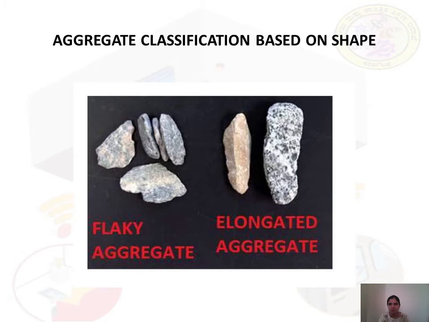Next we'll move on to the next type, that is elongated particles. The length of the elongated aggregates is 1.8 times the mean dimension. They are lengthier when compared to flaky, and here the length is much more than the other dimensions.